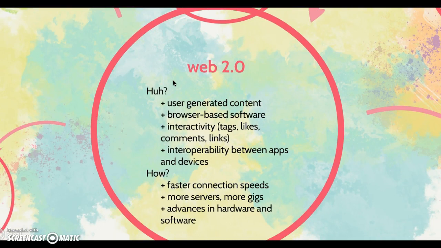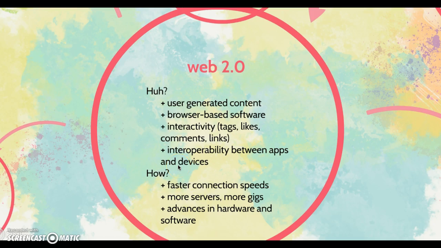So what is Web 2.0? What does that mean? Web 2.0 refers to the new internet where a lot of the content is user-generated. A lot of the software has now gone to the cloud, so it's now browser-based software. You can think of Google Drive or Prezi, Screencast-O-Matic, kind of. And now there's a lot of interactivity where users are interacting with content and making comments and posting links, liking.